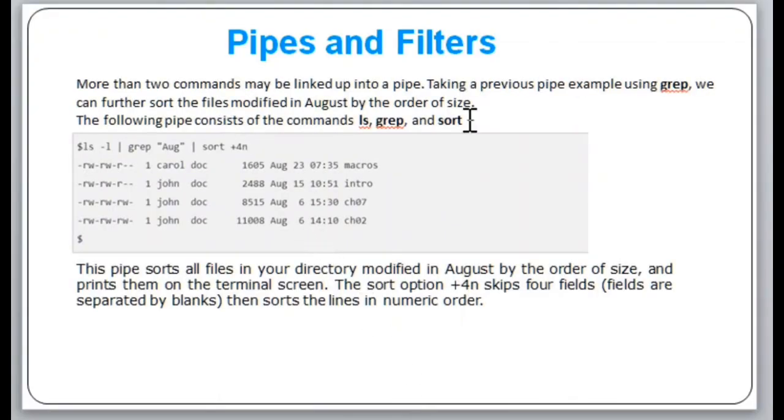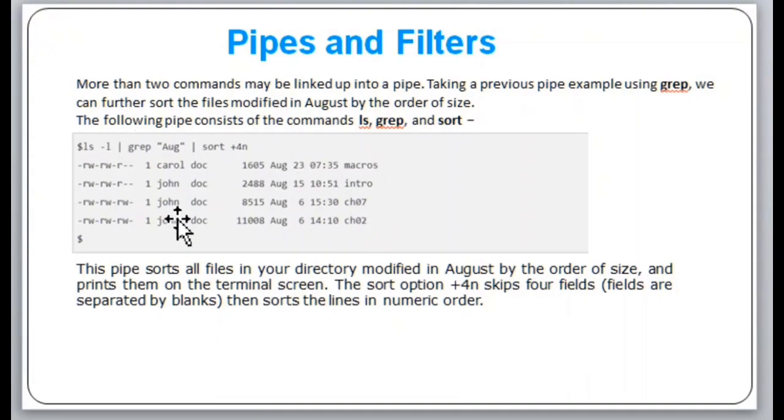More than two commands may be linked up into a pipe. Taking a previous pipe example using grep, the example we just used, we can further sort files modified in August by the order of the size. So let's take a look at our example here. We have ls -l, space, pipe, space, grep, space, Aug, space, pipe, space, sort, space, +4n. Okay, so the output of ls -l is getting piped into the input of grep Aug, which is getting piped into the input of sort +4n. Okay, so sorting everything by August.